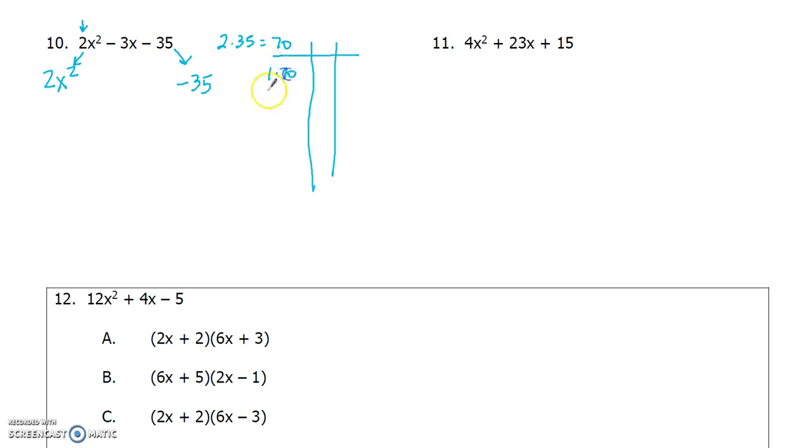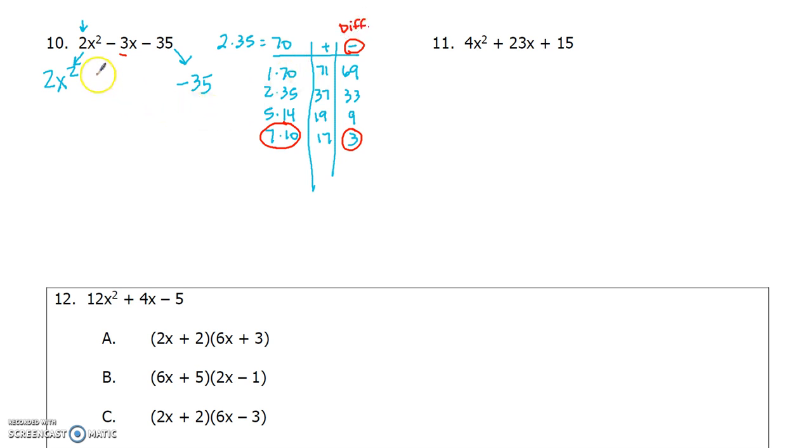So we have 1 times 70, 2 times 35, 5 times 14, 7 times 10. I think that's all we have. So I'm going to add and subtract for each pair. And I am looking for 3. I found it here. So I'm going to use the 7 and the 10. And again, it's in the minus column, so my signs are going to be different.